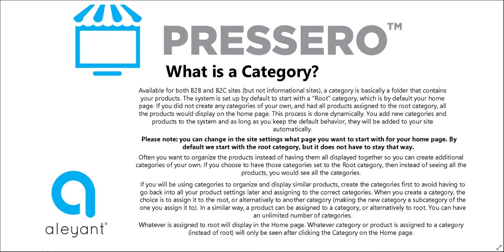When you create a category, the choice is to assign it to the root or alternatively to another category, making the new category a subcategory of the one you assign it to. In a similar way, a product can be assigned to a category or alternatively to root. You can have an unlimited number of categories. Whatever is assigned to root will display in the home page. Whatever category or product is assigned to a category instead of root will only be seen after clicking the category on the home page.